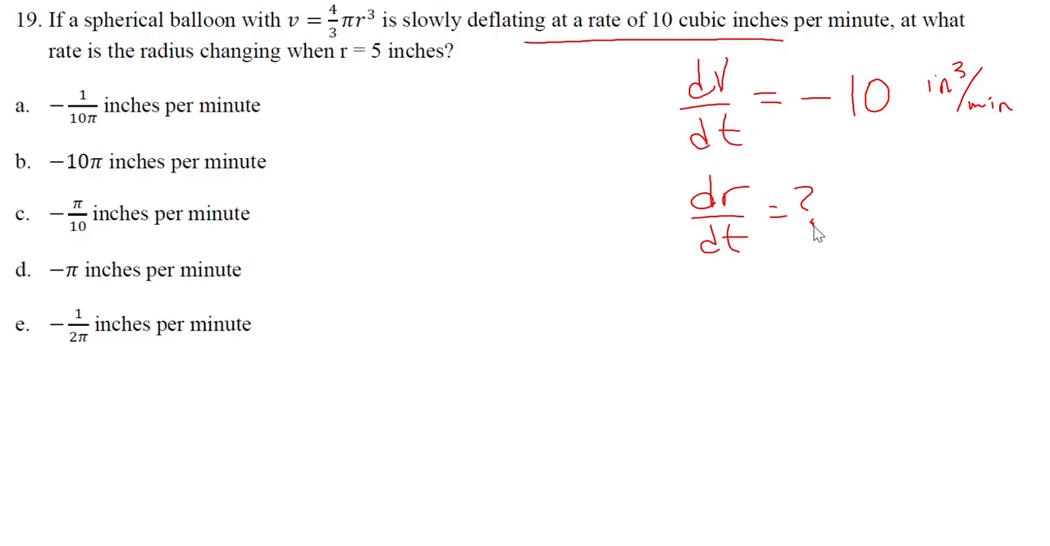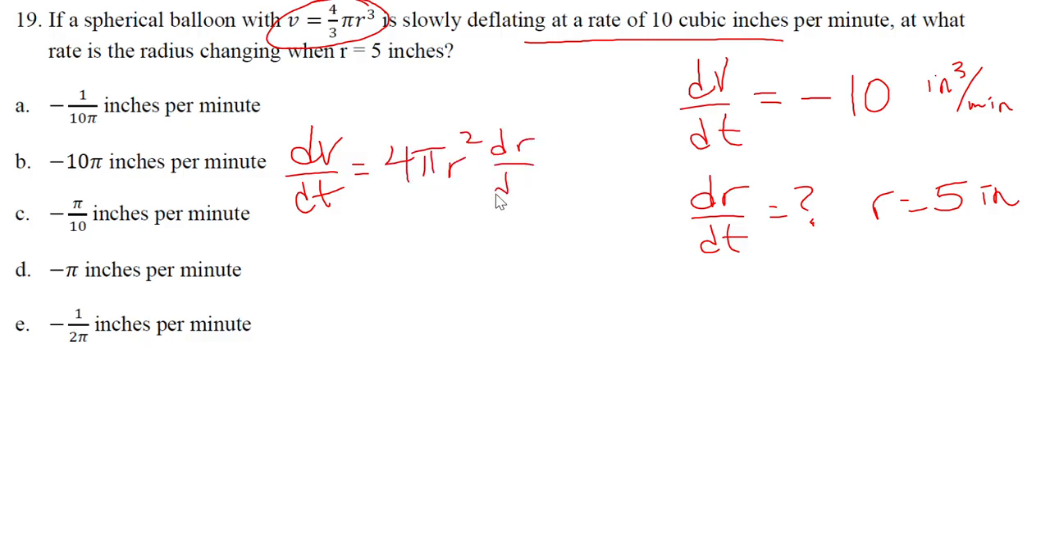And then we are interested in it when the radius is 5 inches. So all we have to do is take our volume equation here and take the derivative of both sides of it with respect to time, which will give us dV/dt is equal to 4πr² dr/dt. Right? So it's implicit differentiation with respect to t.